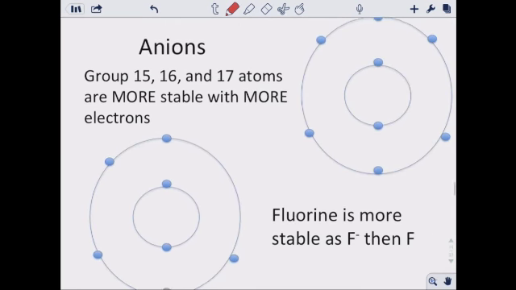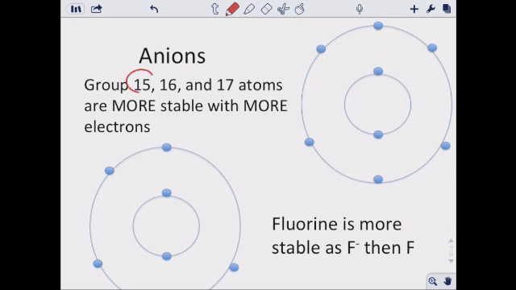Now, anions, on the other hand, that is groups 15, 16, 17. Atoms are more stable with more electrons. And that's why when we look at fluorine, fluorine has a -1 charge. That's more stable than just a fluorine atom that is not ionized. And so if we add an electron to it, we see that our outer shell becomes full. And when the outer shell becomes full, we have 8 valence electrons. That is where it's in its most stable form.